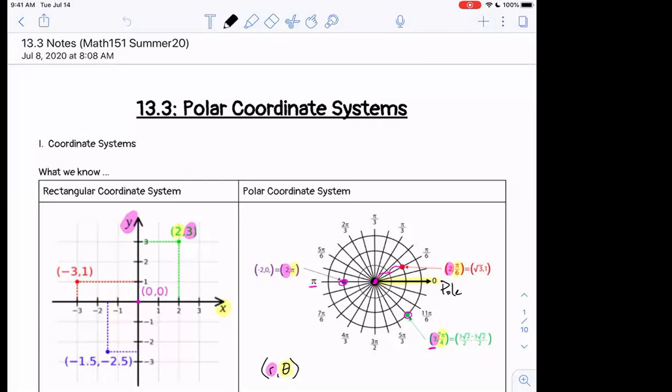I have a quick question. Is it about the technology? No. It's about the polar coordinates. Okay, I'm going to ask you to maybe save that for a little bit later, okay?